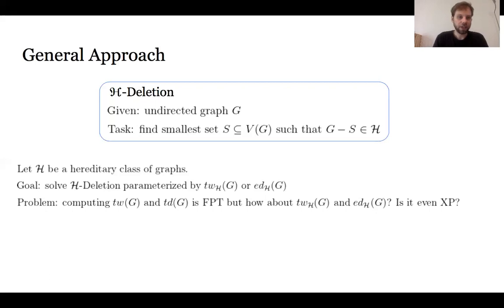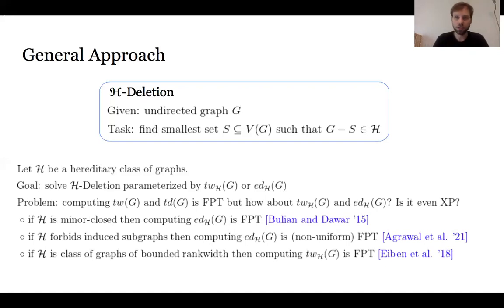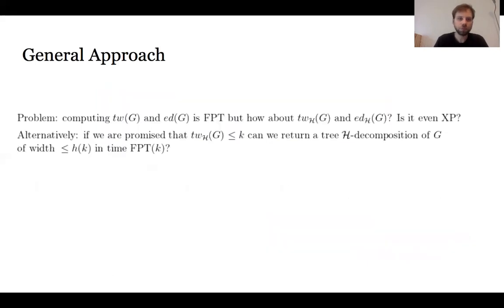And there is a recent line of research focusing on just computing these parameters, and we have results for H being, for example, class forbidding some minors, forbidding some induced subgraphs, or class of bounded rank. But all these results rely on some algorithmic meta theorems, which makes the running times huge. So we take an alternative approach.